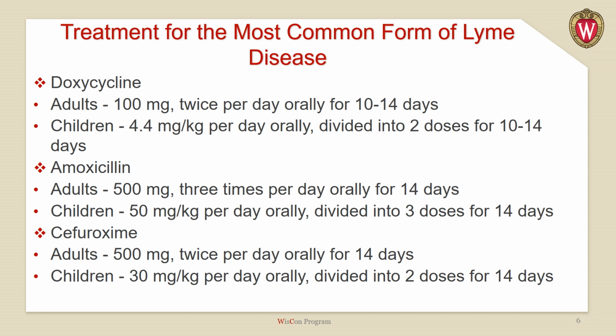Amoxicillin. The adult dose is 500 milligrams 3 times per day orally for 14 days. Children, 50 milligrams per kilogram per day orally, divided into 3 doses for 14 days. Cefuroxime, adult dose is 500 milligrams twice a day orally for 14 days. For children, it is 30 milligrams per kilogram per day orally, divided into 2 doses for 14 days.